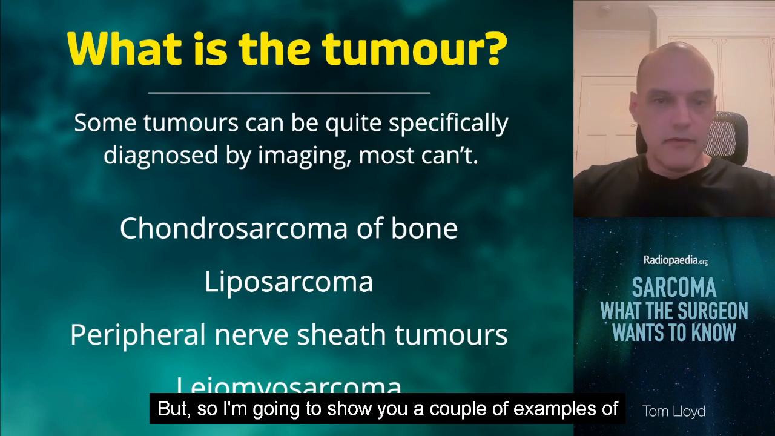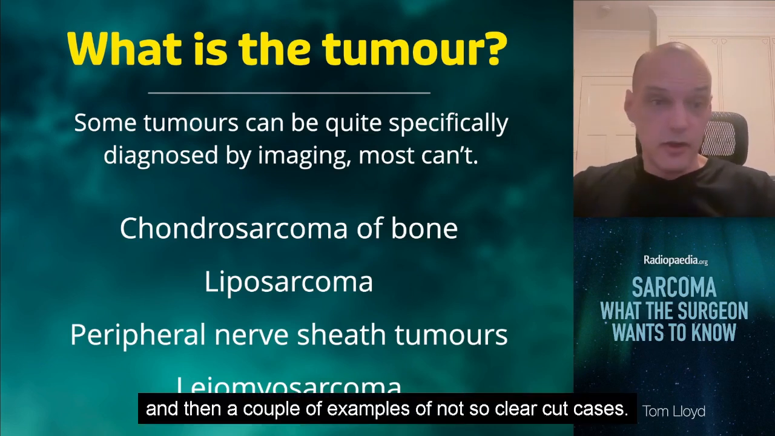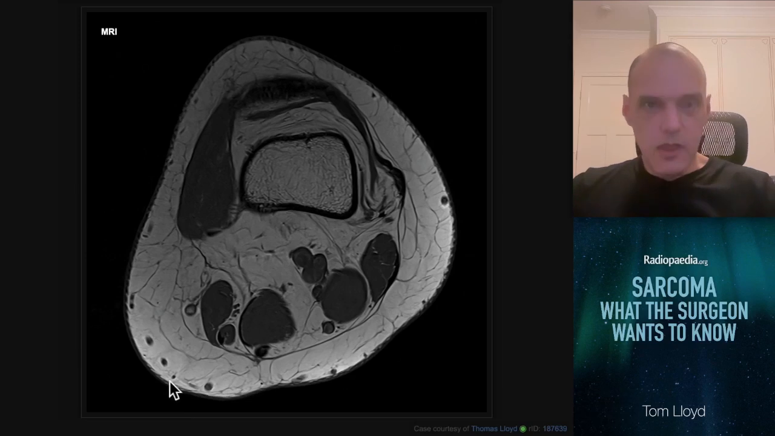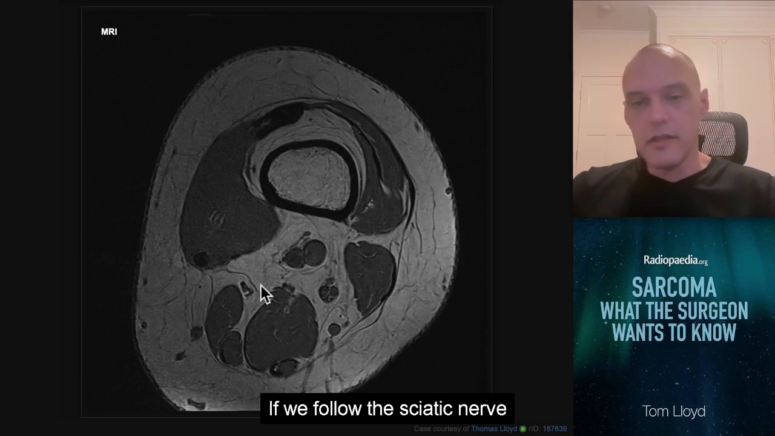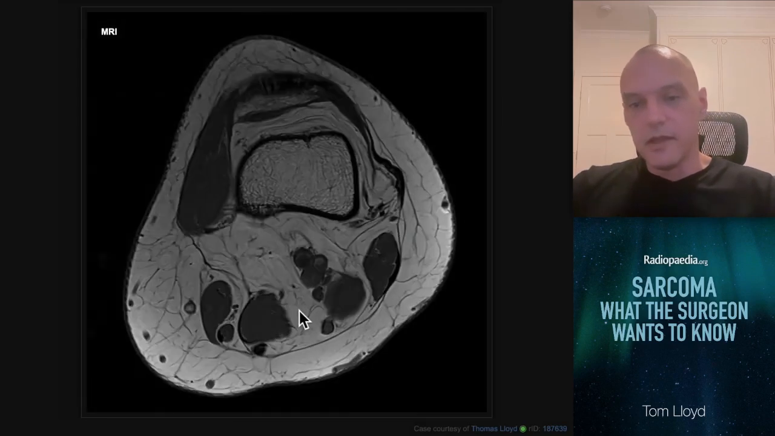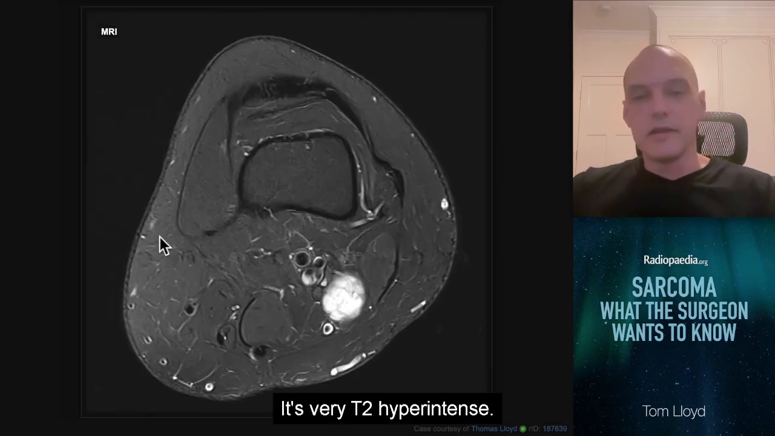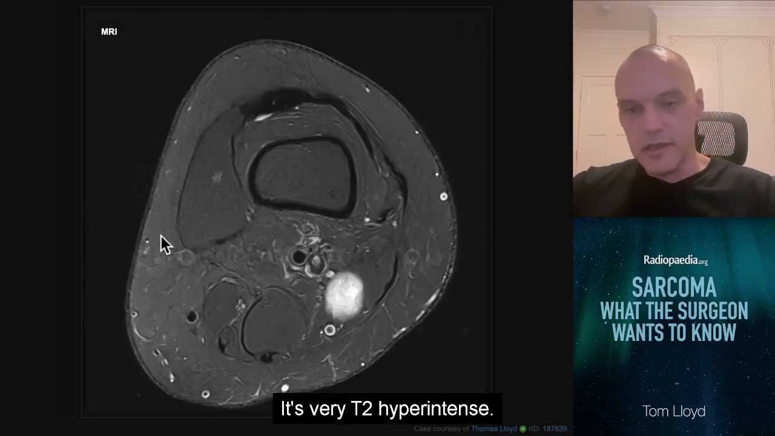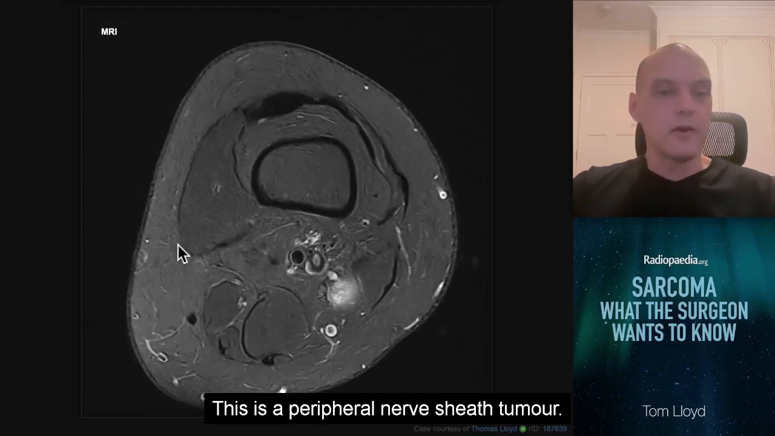So I'm going to show you a couple of examples of clear-cut cases and then a couple of examples of not so clear-cut cases. So axial T1 weighted imaging, if we follow the sciatic nerve as it becomes the peroneal nerve, you can see there's a lesion within the peroneal nerve. It's very T2 hyperintense. This is a peripheral nerve sheath tumour.